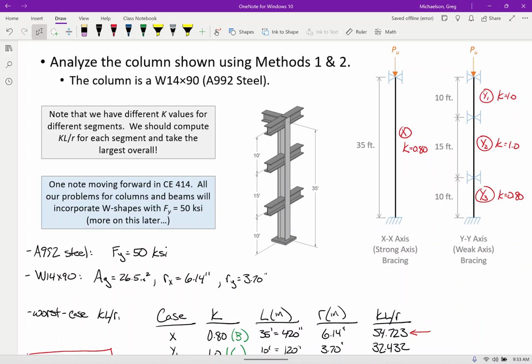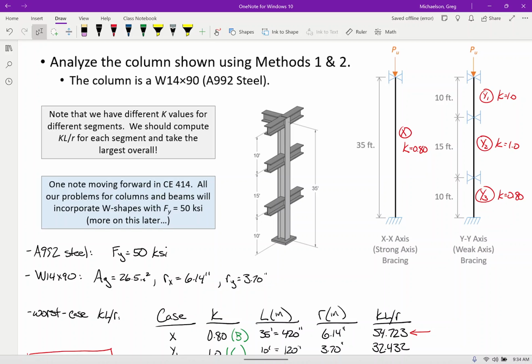So my yes question is, hey, Dr. Mike, can we just ignore Y1 and Y3 on future assignments and just do the worst case one? Yeah. As long as it's apparent. That would be my stipulation. It's got to be apparent. What about the fact that it has different k values? Well, they do have different k values, but this one has the largest k value. You see what I mean? It's the largest k value and it's the largest length.